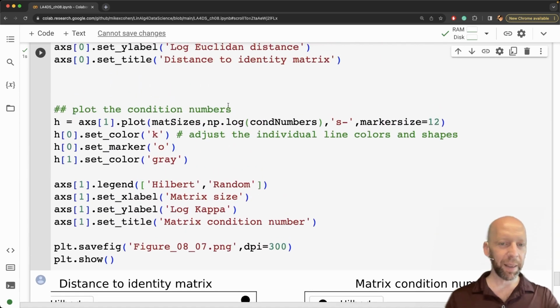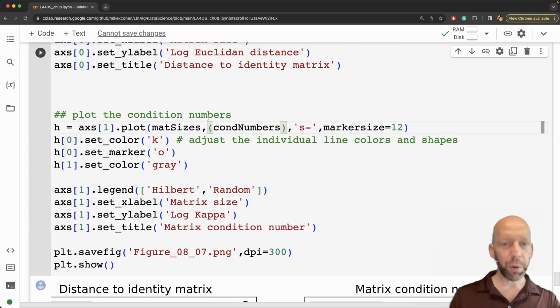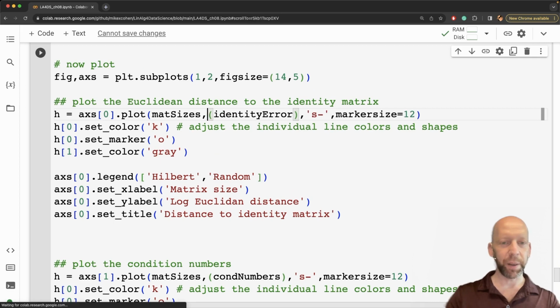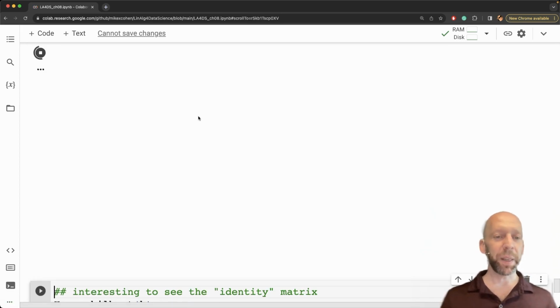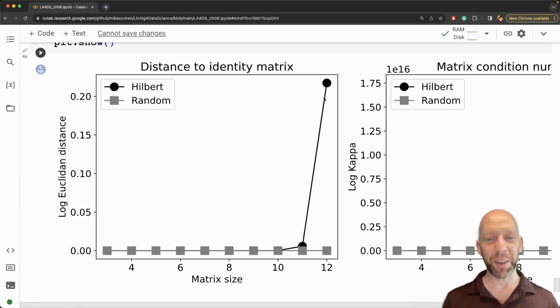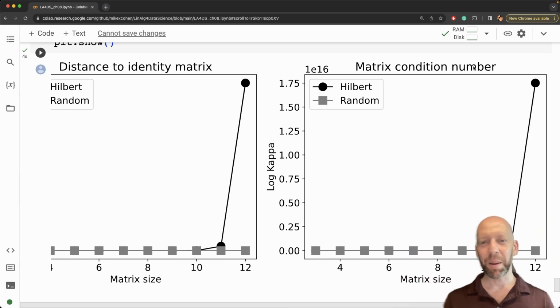Okay, now the last thing I want to do here is just get rid of this log, just to show you what the growth really looks like. I'm just using log here to facilitate visual inspection so you can see all of the numbers on the same plot. Okay, so here, look how fast it's growing. It's literally exponential growth of the error. And here is the condition number. Look at this. This is 10 to the 16. It's a very, very large number, and this is only a 12 by 12 matrix.